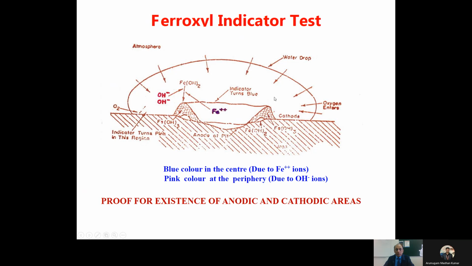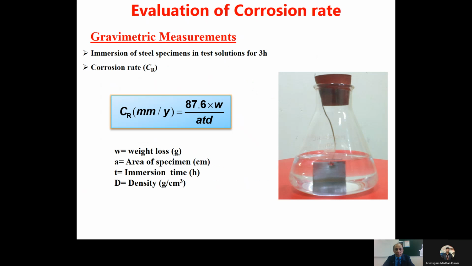So when this drop of electrolyte or water is added on the metal, you can see blue color as well as red color. That shows the presence of anodic and cathodic areas on the metal surface. And we can also measure the corrosion rate. A very simple method is the gravimetric method.